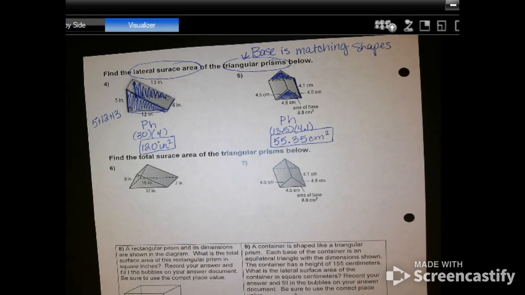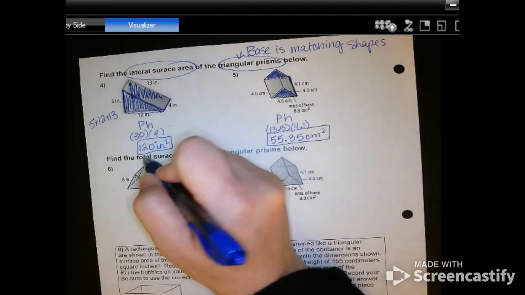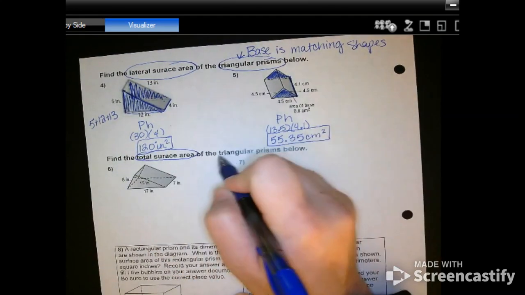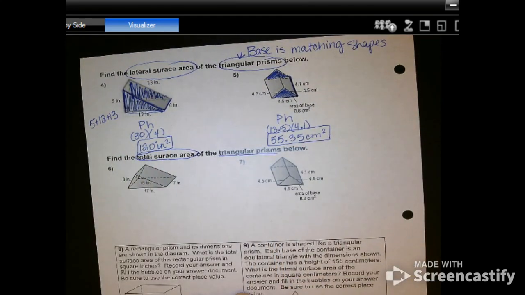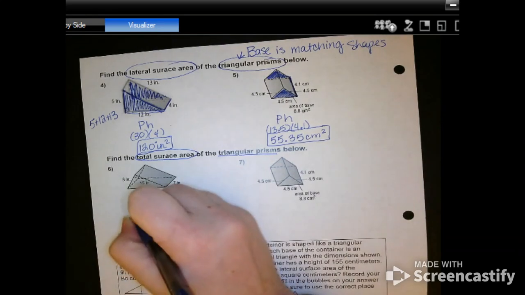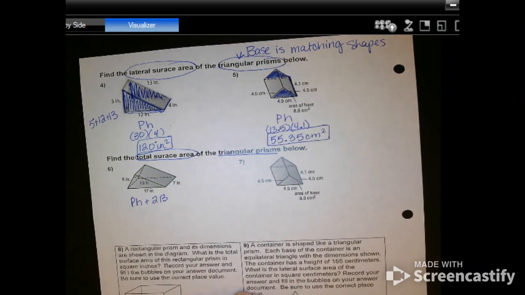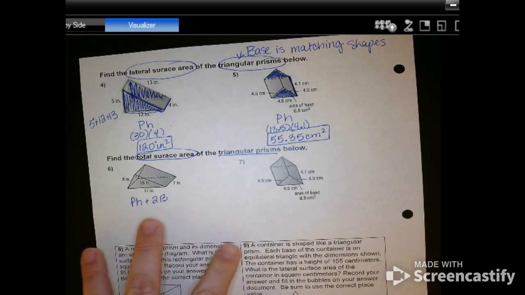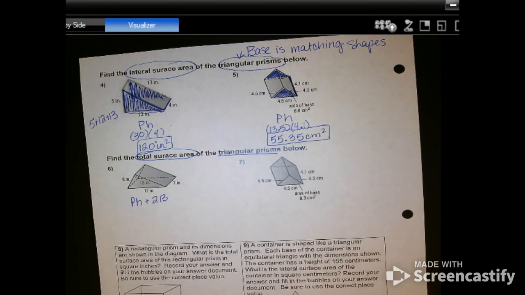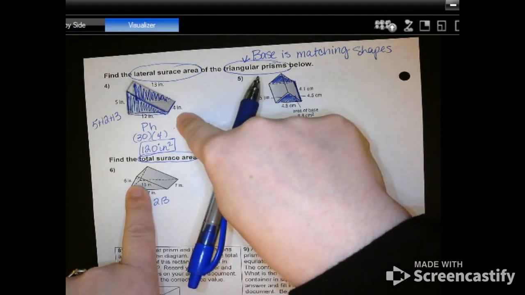What's different about 6 and 7? It's for the total surface area. What was our formula for that? What was the formula for total surface area? PH plus 2B. So this is what we did on the front page, but what's the difference of right here versus there? We're dealing with triangular prisms. Am I still finding my perimeter the same way here as I did up here?